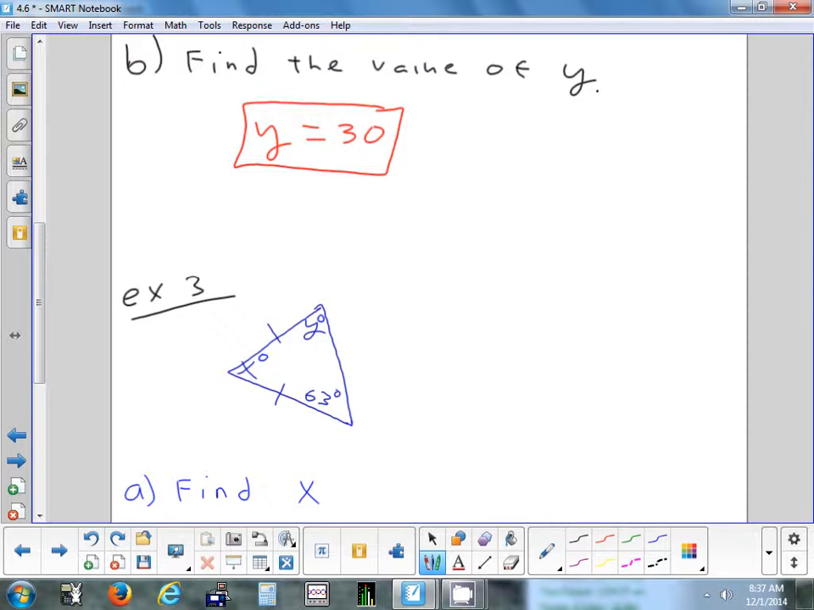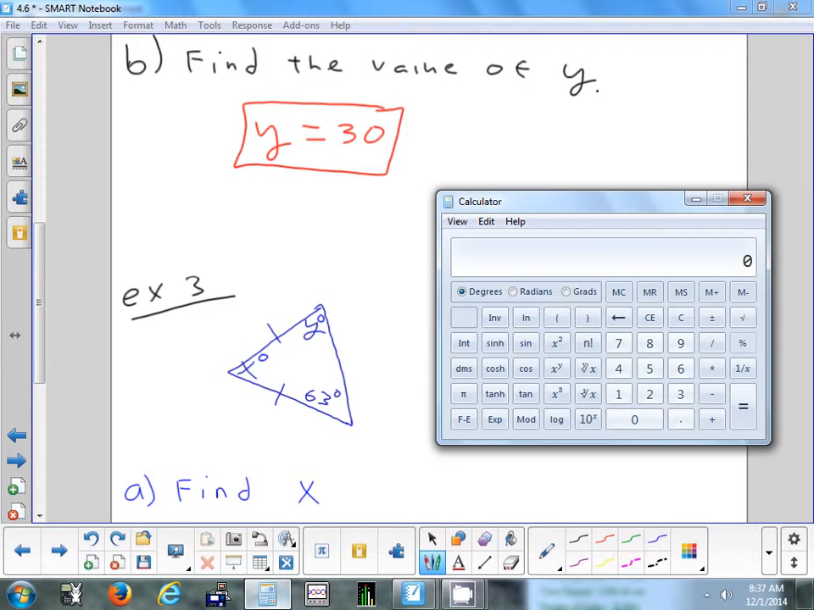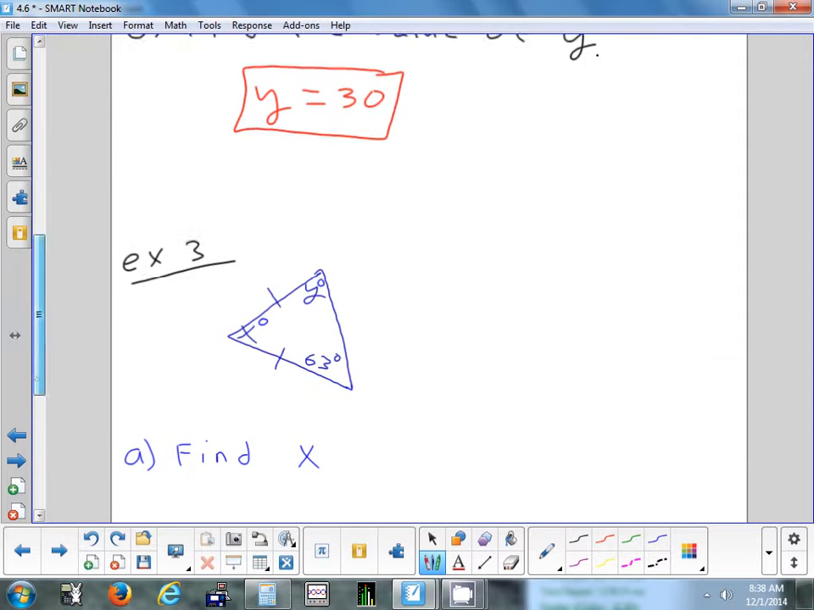Okay, what about x? Now that we know y is 63. Alyssa, how can you get x? Okay, add them up. Yeah, you get 126. Subtract that from 180, and what do you get? 54? Yep. Right, so we get x equals 54.